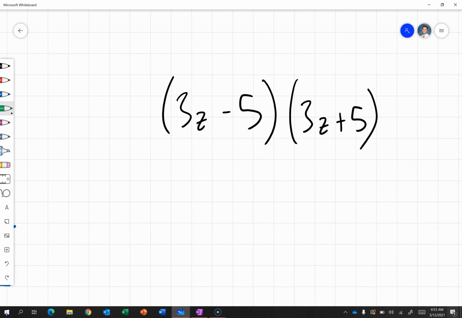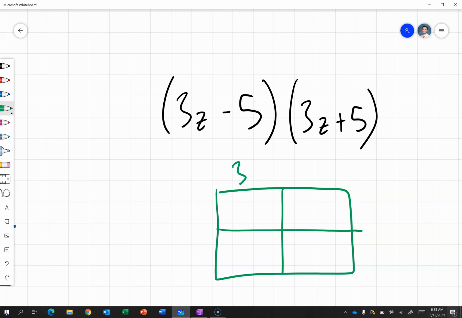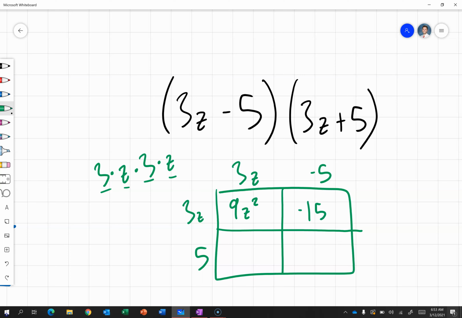Okay, we've got two more to look at here. So we have 3z minus 5 times 3z plus 5. So 3z times 3z. Again, doesn't hurt to write out the whole problem. So that's 3 times z times 3 times z, which gives us 9z squared. 3z times 5 is 15z, 3z times negative 5 is negative 15z, and 5 times negative 5 is negative 25.